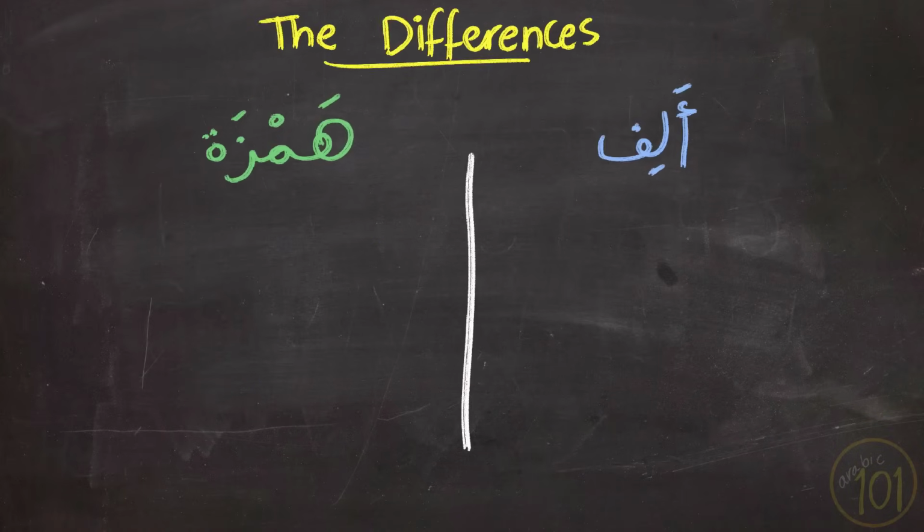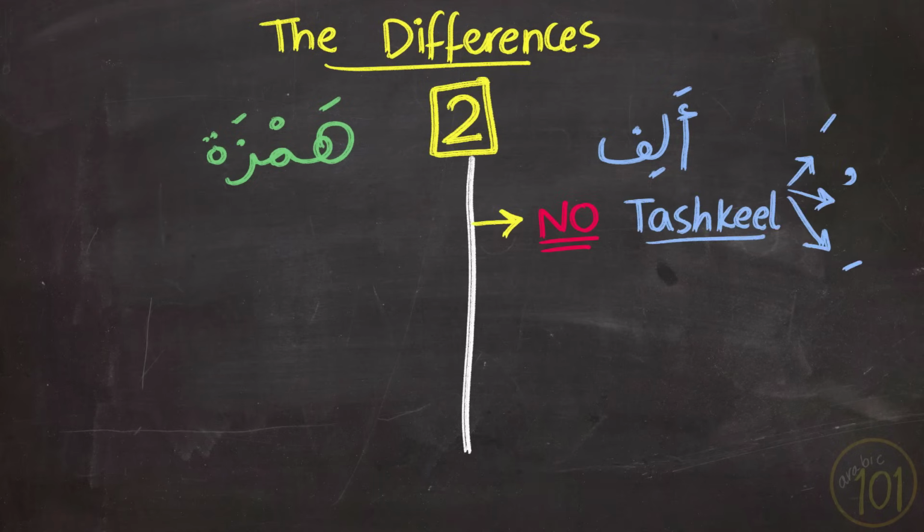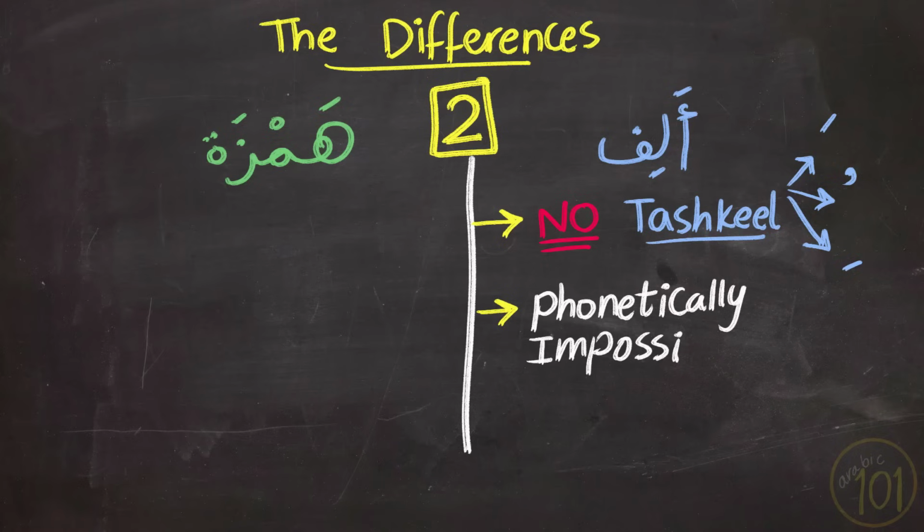This takes us directly to the next difference. Difference number 2, which is that Alif can never receive fatha, dhamma, or kasra. Why? Because Alif is already a vowel. So you can't put a vowel on top of another vowel. It is simply phonetically impossible.